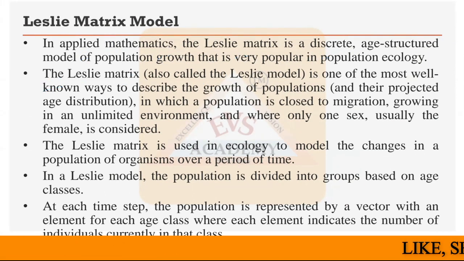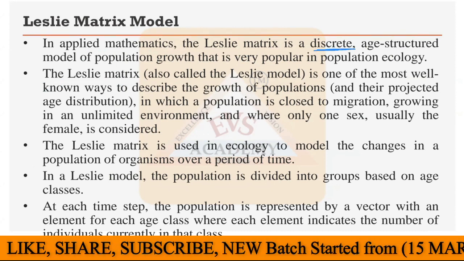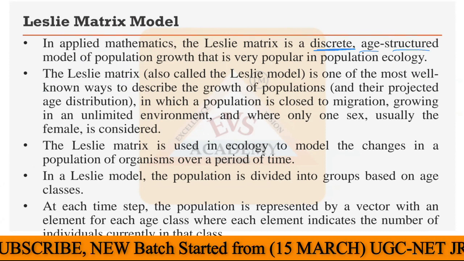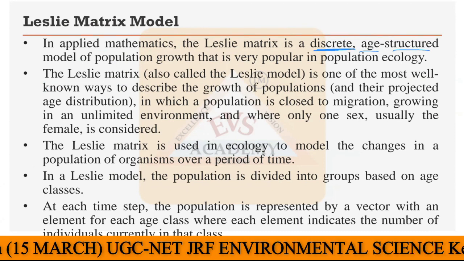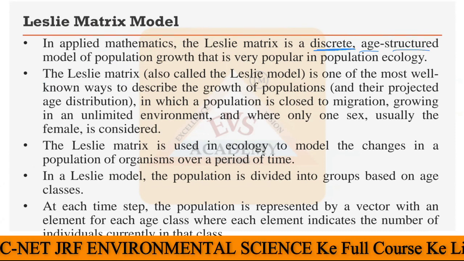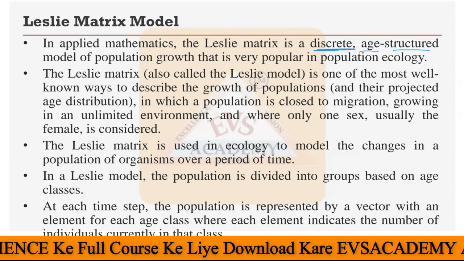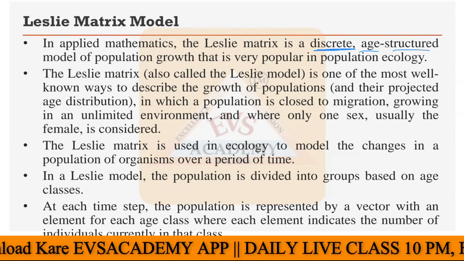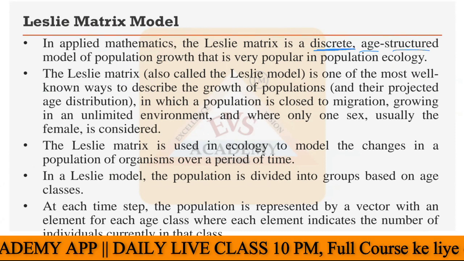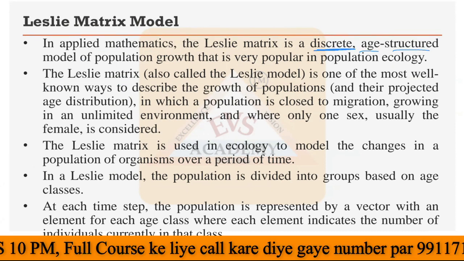So this thing is written here. The Leslie matrix is discrete. It means it will always have a whole number. It is age structured because we define the different age classes here, 0 to 1, 1 to 2, 2 to 3. So this is an age-structured model of population growth that is very popular in population ecology. This is the meaning of this particular line. The Leslie matrix, also called the Leslie model, is one of the most well-known ways to describe the growth of populations and their projected age distribution.